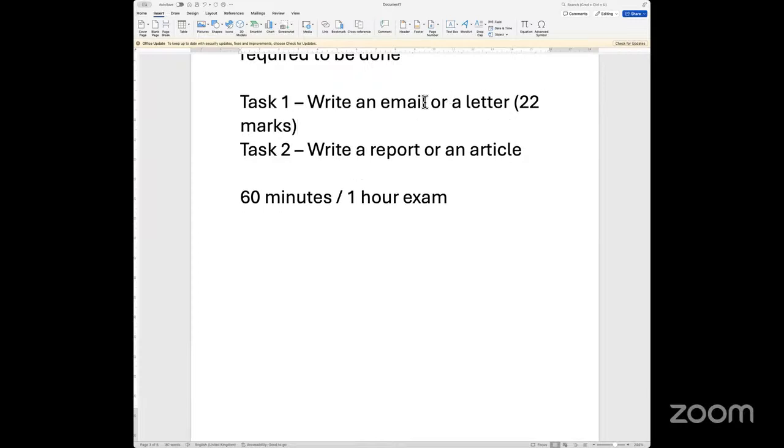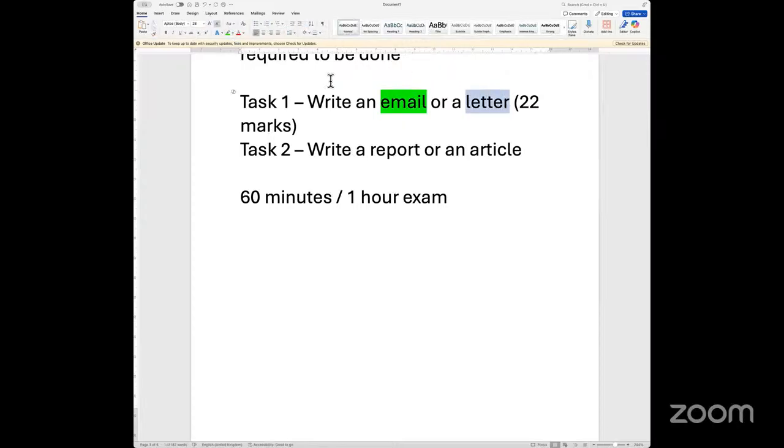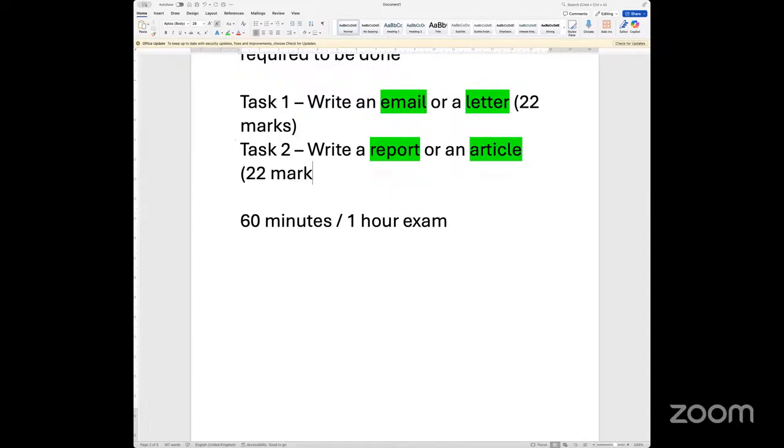What you have to keep in mind is that it'll be either an email or a letter. It won't be both. Just keep that in mind. The second task is going to be a report or an article, not both. And that again is going to be 22 marks.